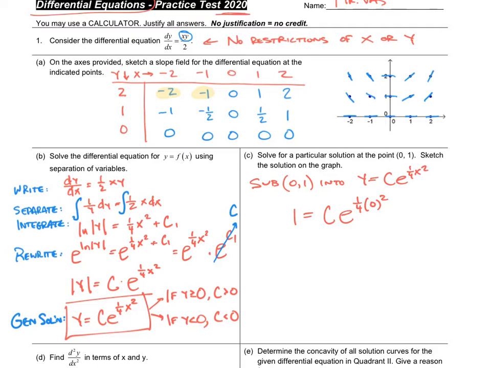E raised to the 0 power is 1. So this works out very nicely. That just gives me a constant of integration of 1. I can now state the particular solution is y equals e to the 1/4 x squared.